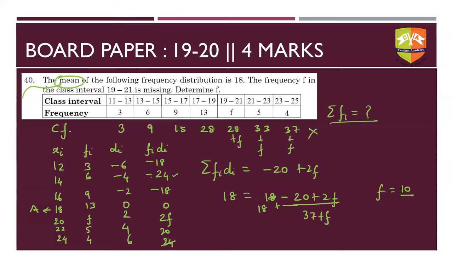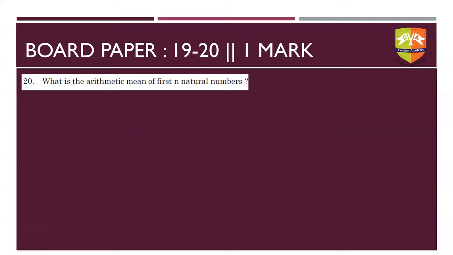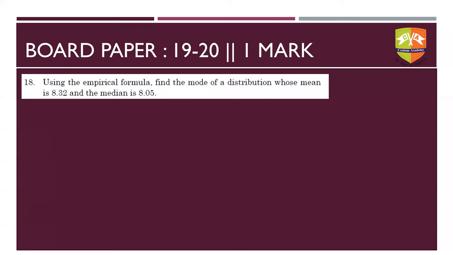So what are the observation type of questions? What are the typical questions you are going to get? What is the arithmetic mean of first n natural numbers? Again, this is the same question here using the empirical formula. One question was there in 1920. Using the empirical formula, find the mode of a distribution whose mean is 8.32. It's called empirical. It's not theoretically derived. It's an observed value. Empirical means experimental.